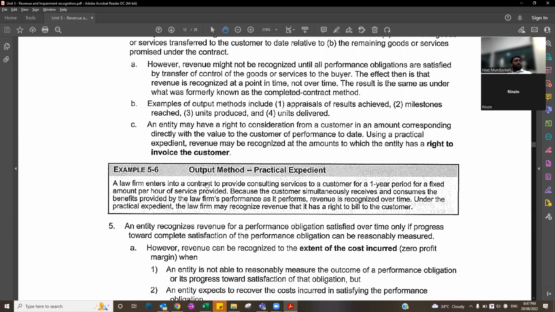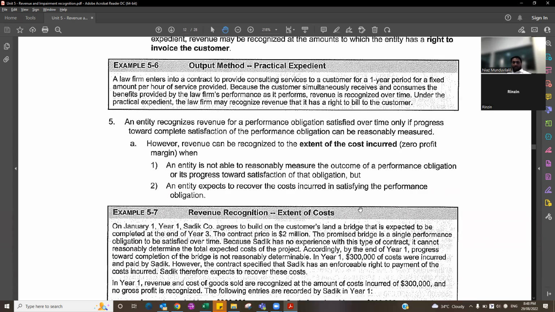Now, for example, output method, practical expedient. A law firm enters into a contract to provide consulting service to a customer for a 1 year period for a fixed amount per hour of service provided. Because the customer simultaneously receives and consumes the benefits provided by the law firm's performance as it performs, revenue is recognized over time. Under the practical expedient, the law firm may recognize revenue that it has a right to bill to the customer. Clear? Yeah. Next one.